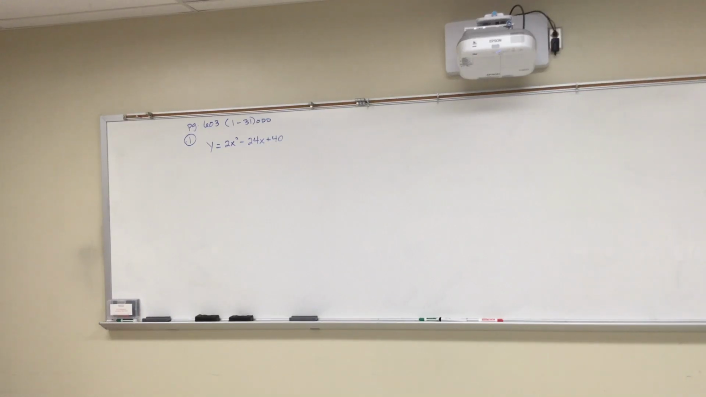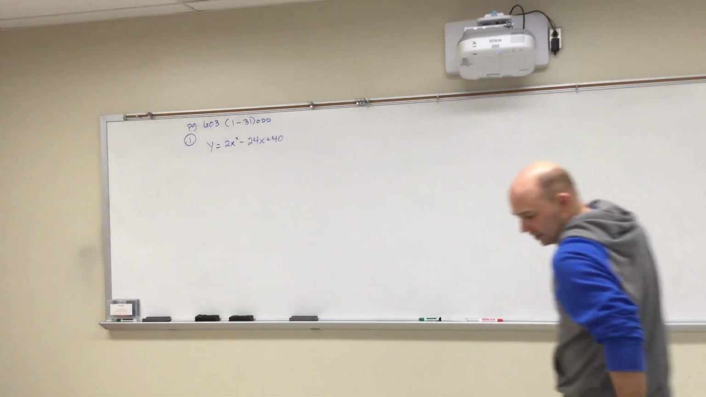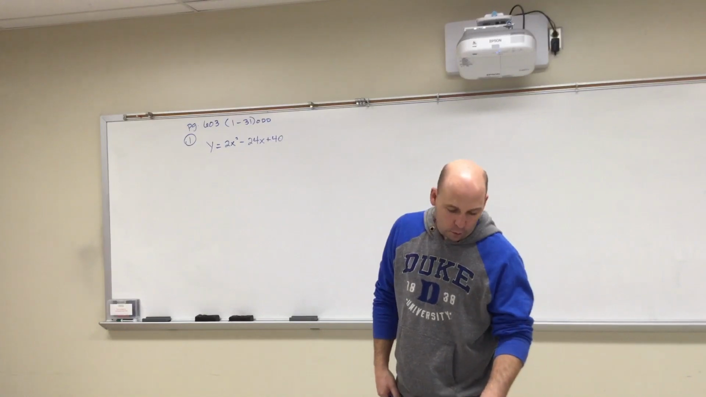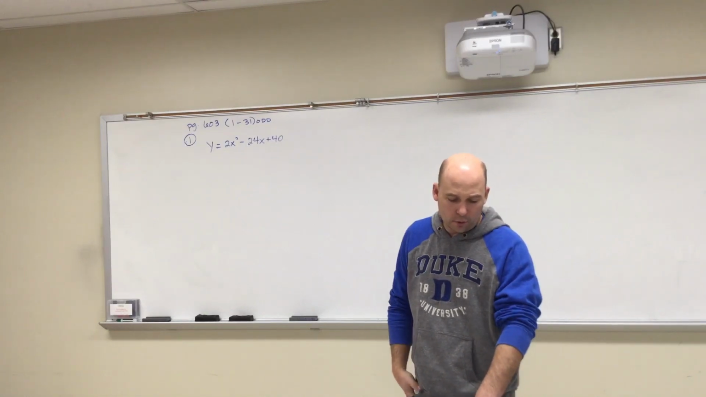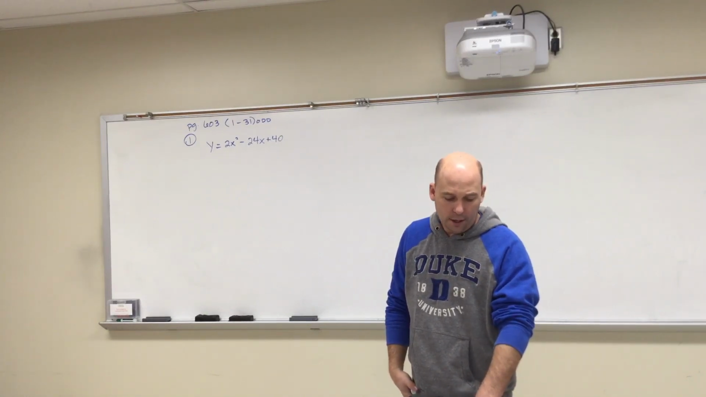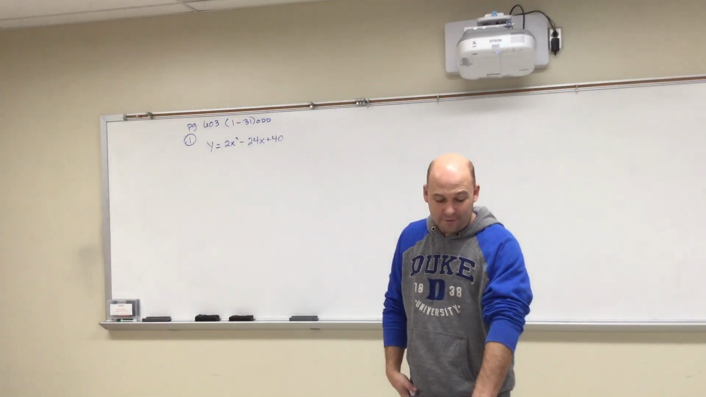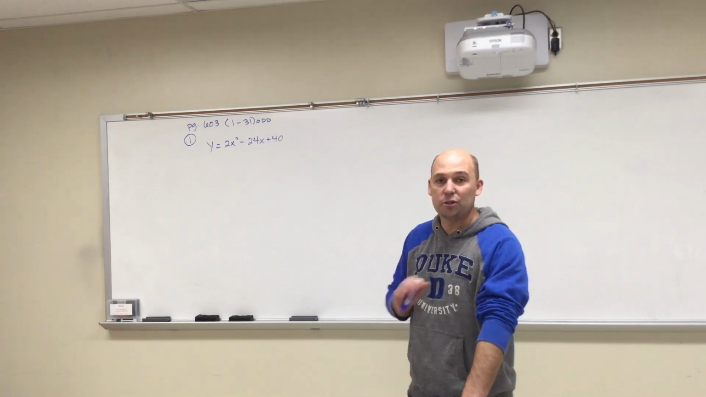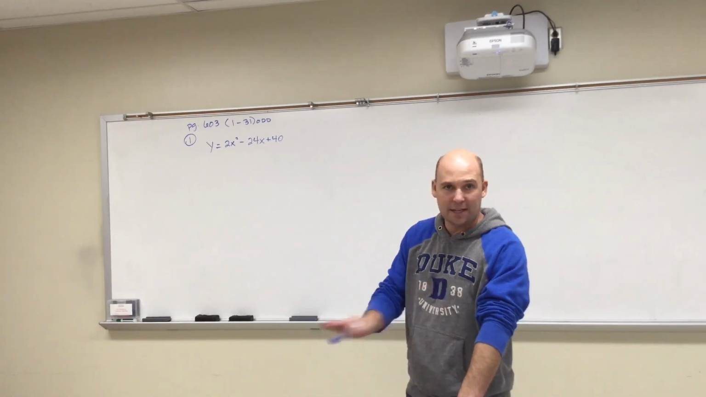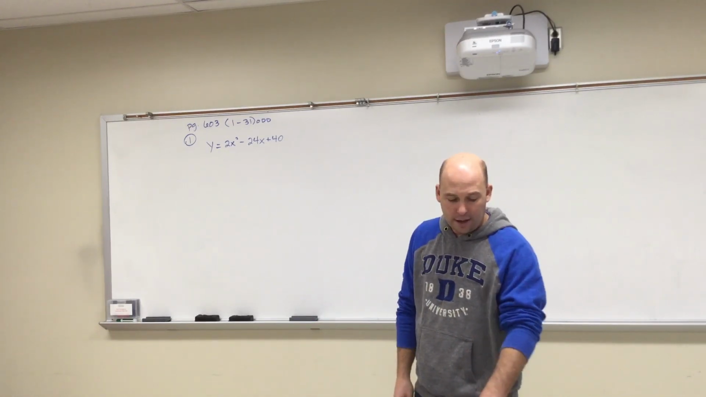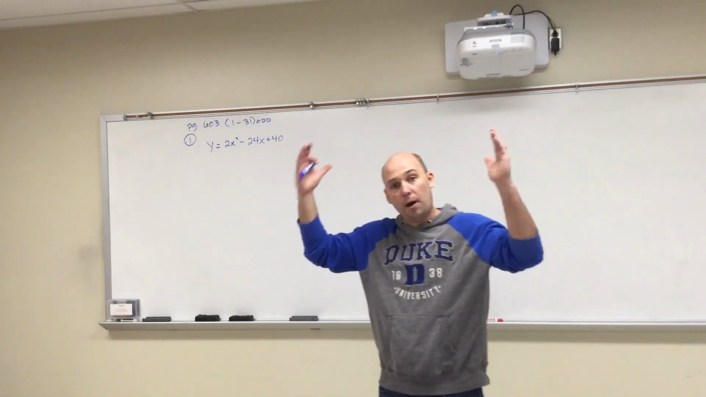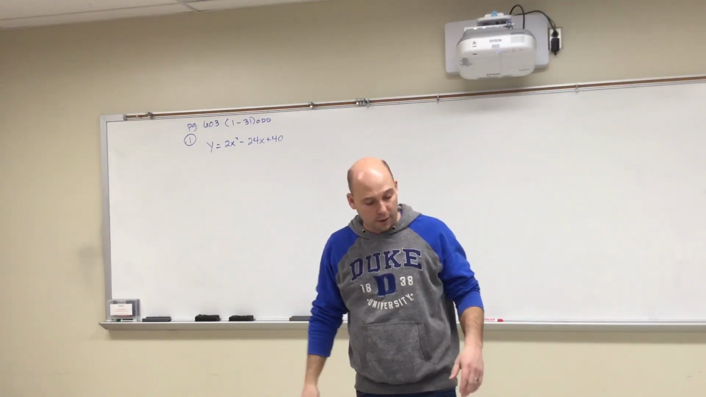All right, our first problem in homework, if you look on page 603, number 1 says y equals 2x squared minus 24x plus 40. It says write each equation in standard form, so we're going to do that here in a second. Identify the vertex, axis of symmetry. Don't worry about the axis of symmetry. We're not going to be testing on that. You can just forget about that. And direction of opening, so whether it's opening up, down, left, or right, okay?